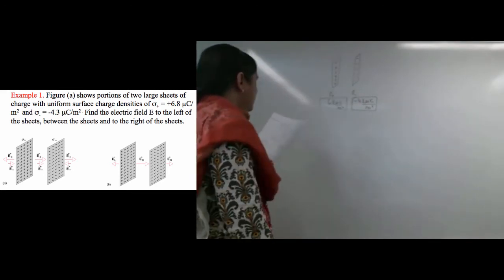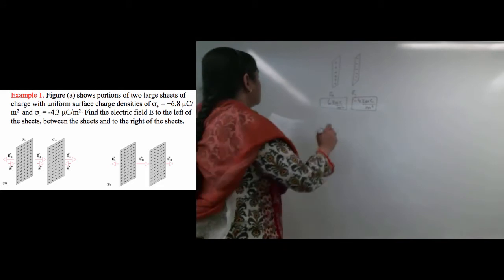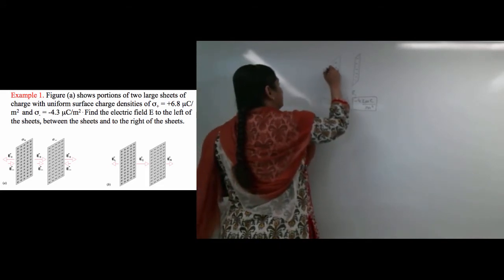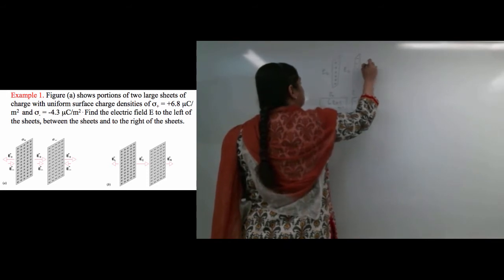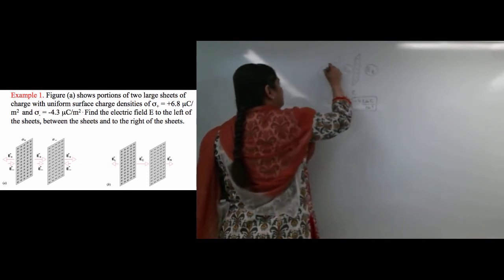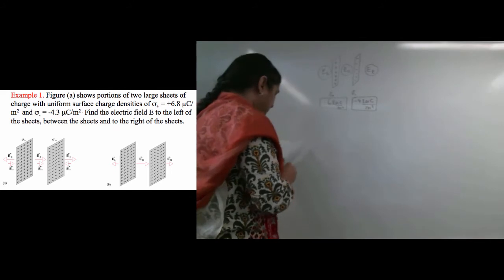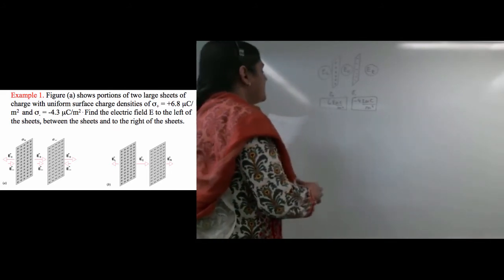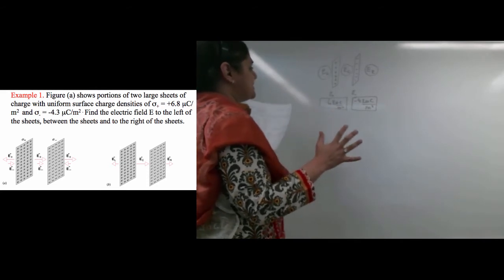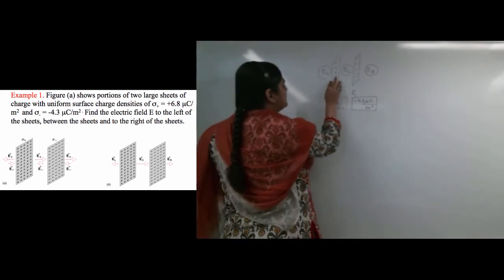What it's saying is that you have to find E field to the left, E field in the center, and E field to the right. So these are the three fields that I am looking for. So how do I solve this problem? First of all, I'm going to employ a strategy. I'm going to look at these sheets separately.